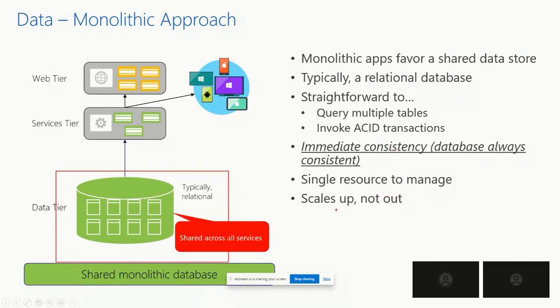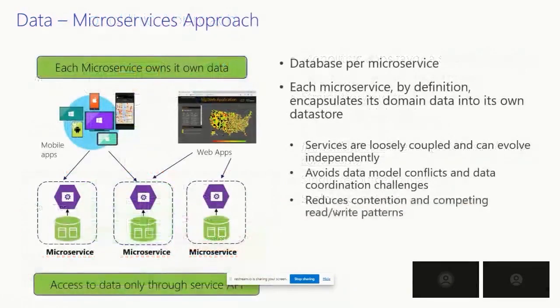And usually I'm going to scale up. So scalability in relational databases typically is not out, but up. I'm going to throw more and more hardware at my database. They don't scale horizontally well, but scaling up is usually the way. When I move into a world of microservices, life becomes a little bit different.